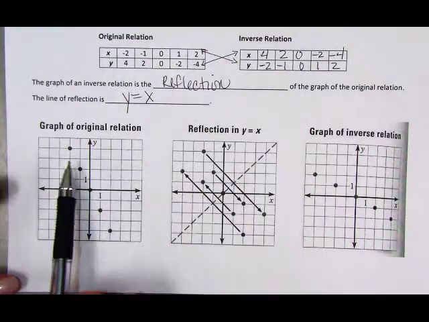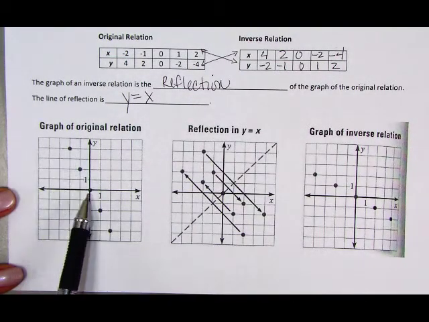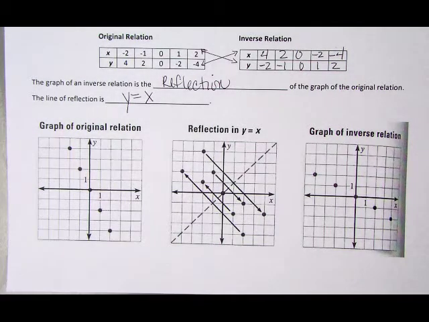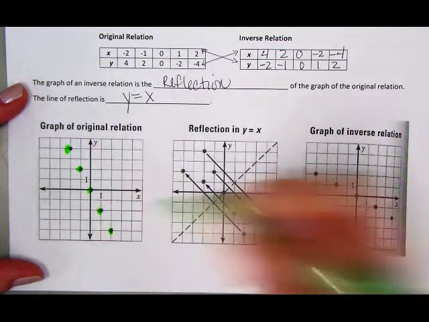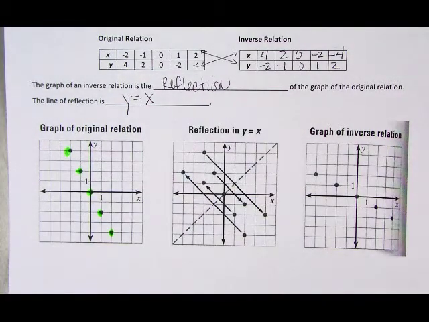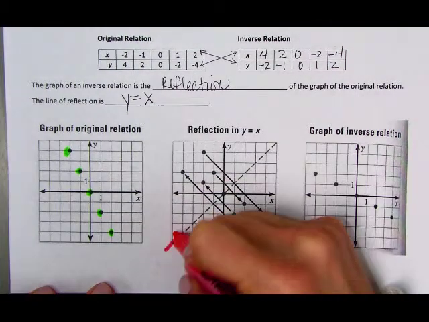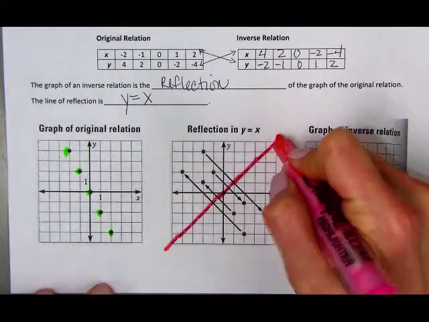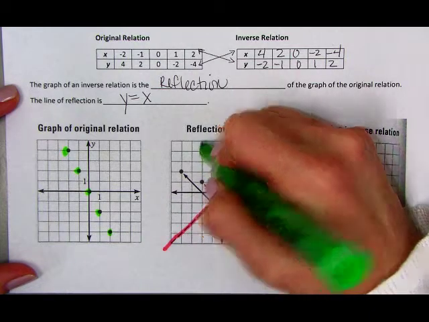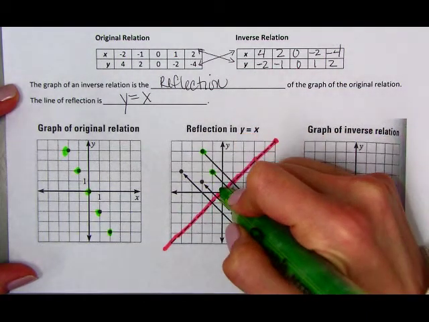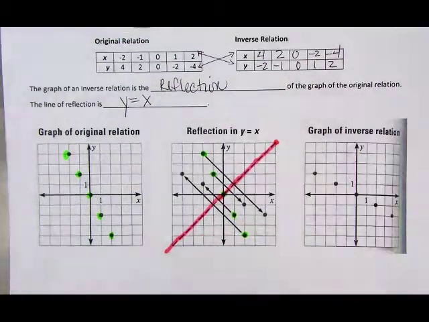So if your original relation is here, you've got 1, 2, 3, 4, 5 points. And we're going to call those green points, so we're going to highlight them really quick in green. Those original points are going to reflect over your y equals x line, which we know is the line at 45 degrees that cuts with a positive slope between quadrants 1 and 3. Those were the original green points.